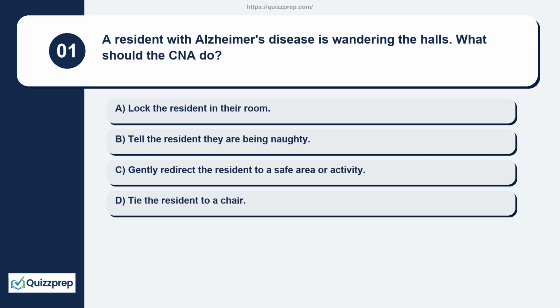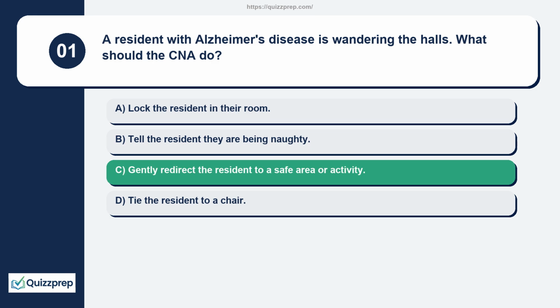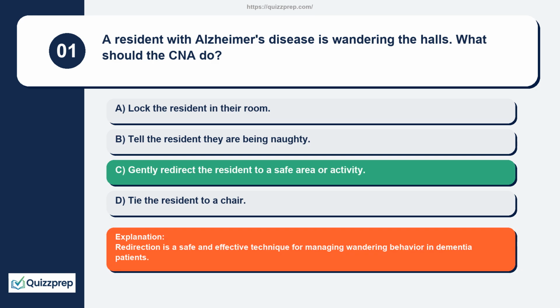Lock the resident in their room. Tell the resident they are being naughty. Gently redirect the resident to a safe area or activity. Tie the resident to a chair. Redirection is a safe and effective technique for managing wandering behavior in dementia patients.